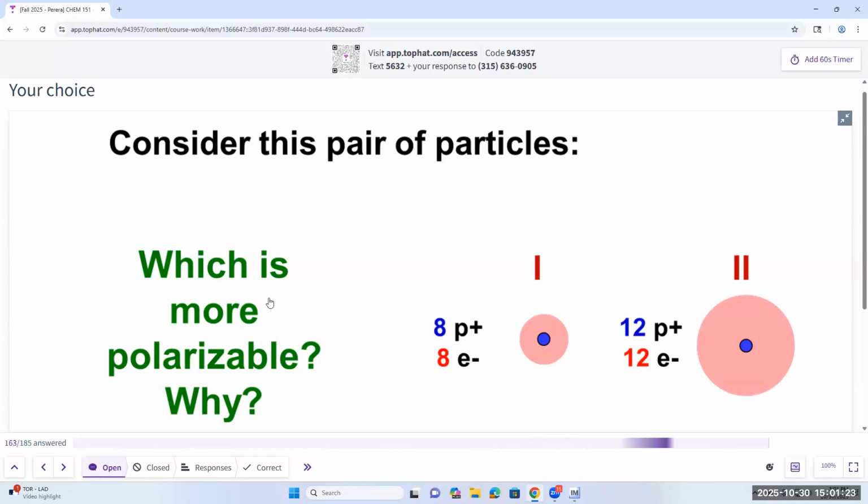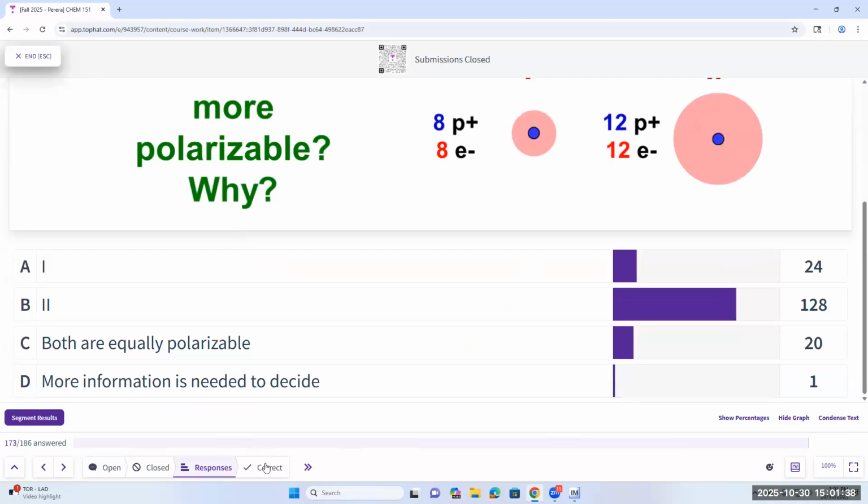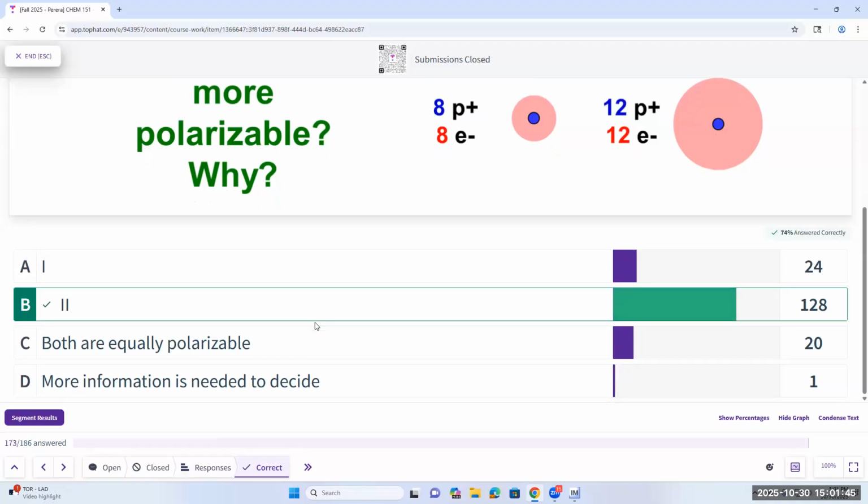There are no trick questions. All right, I'm going to close this question in 5, 4, 3, 2, and 1. And here, this is beautiful. Most of us selected option 2, or particle 2 being more polarizable, and that's the correct answer as well.